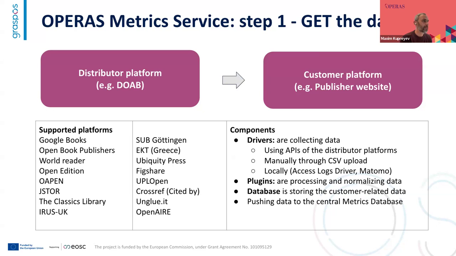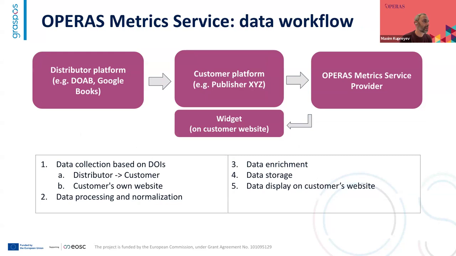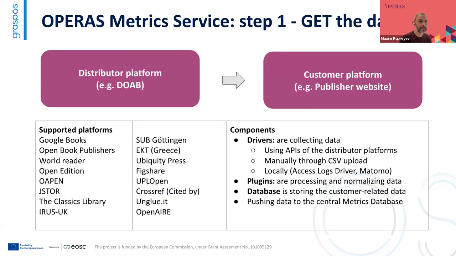The first step, I call it get the data. This is basically the data collection from the distributor. On the slide, you see the list of supported platforms, among which there are Open Book Publishers, OpenEdition, OAPEN, JSTOR, University Press Library Open, and so on. A number of platforms where the metrics collects the data from.